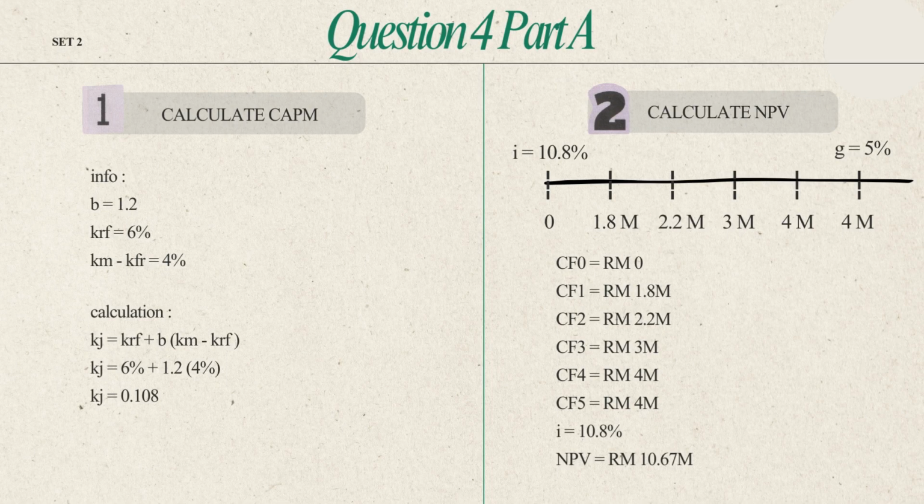So the next step is we need to calculate the net present value. The cash flow for the first year is 1.8 million. Second year is 2.2 million. Third year is 3 million. Fourth year is 4 million. And fifth year is 4 million. The interest is 10.8%. So we insert all the info in the formula, which is CF0 is 0, CF1 is 1.8, CF2 is 2.2, CF3 is 3, CF4 is 4, CF5 is 4. Then the interest is 10.8%, and we will get the net present value of this cash flow as 10.67 million.